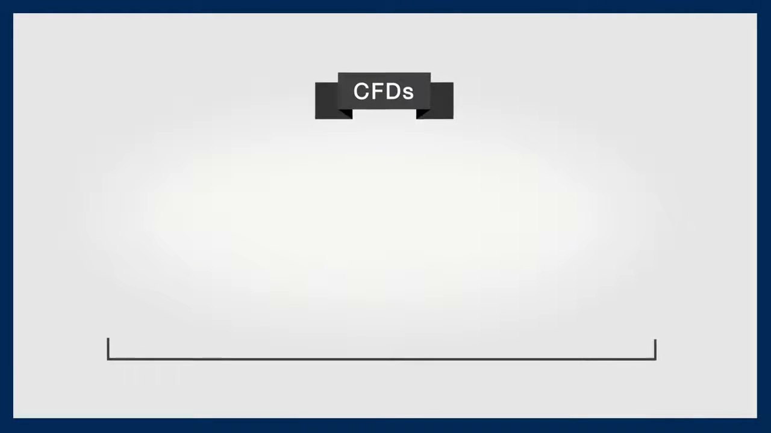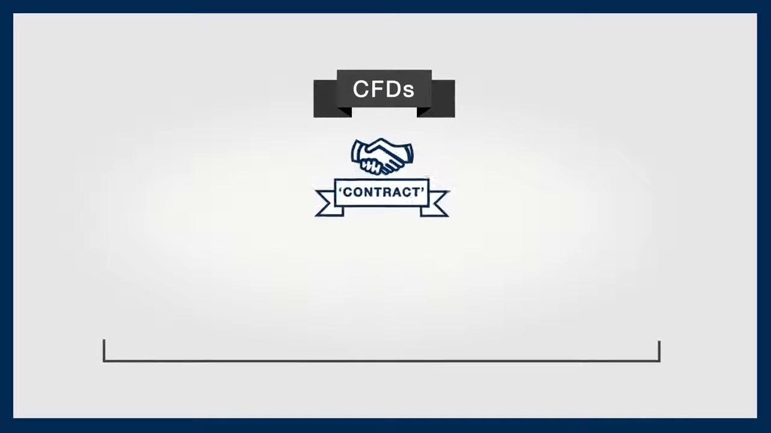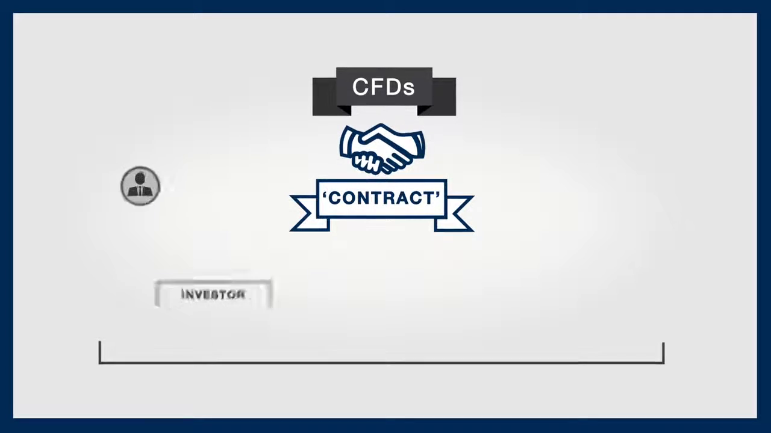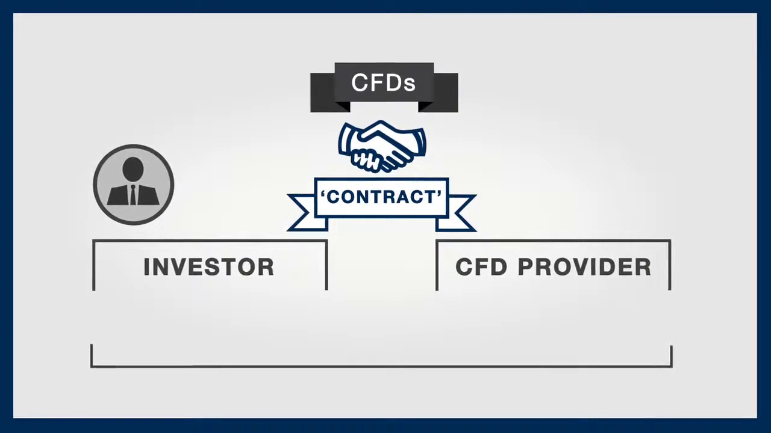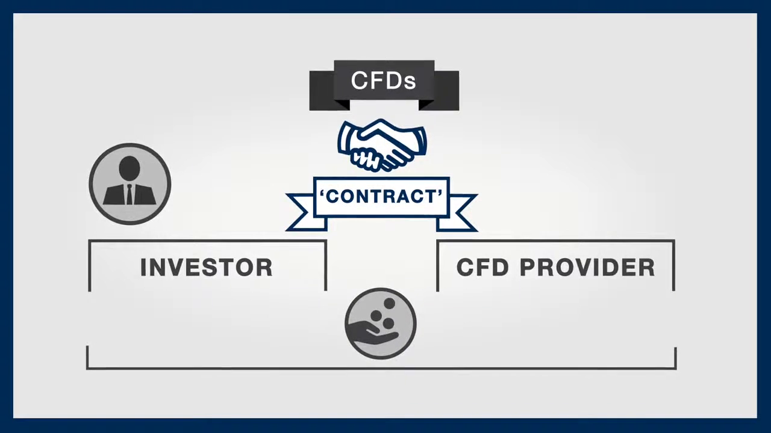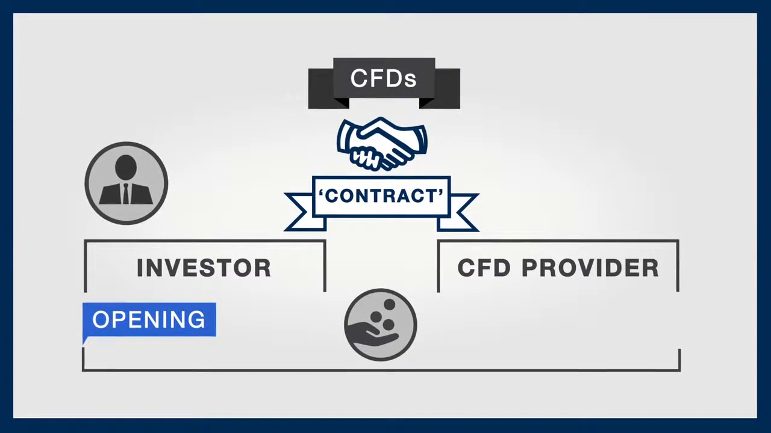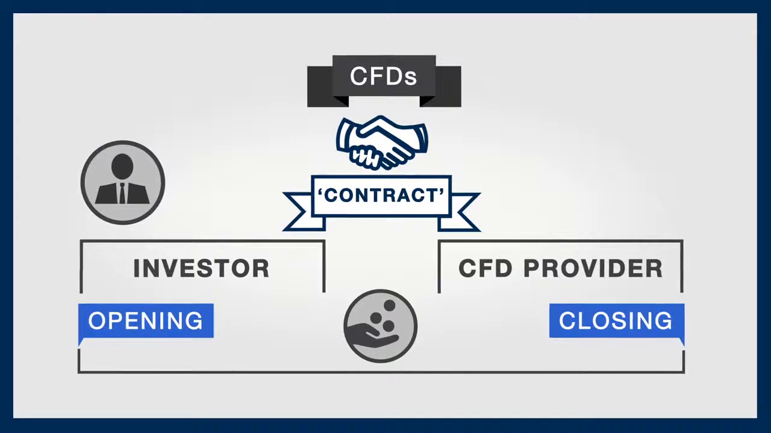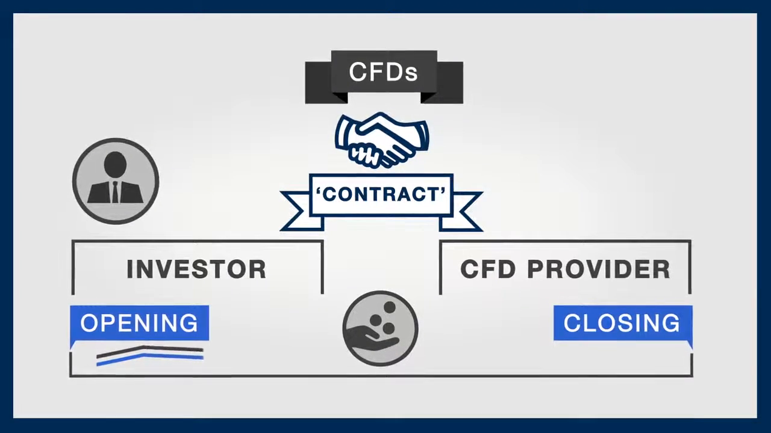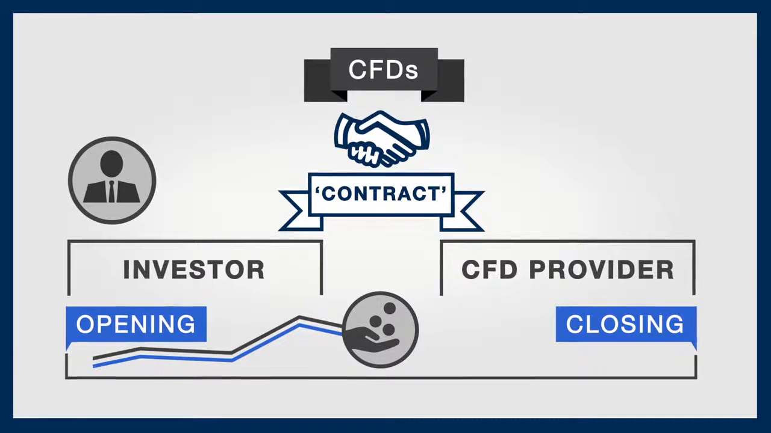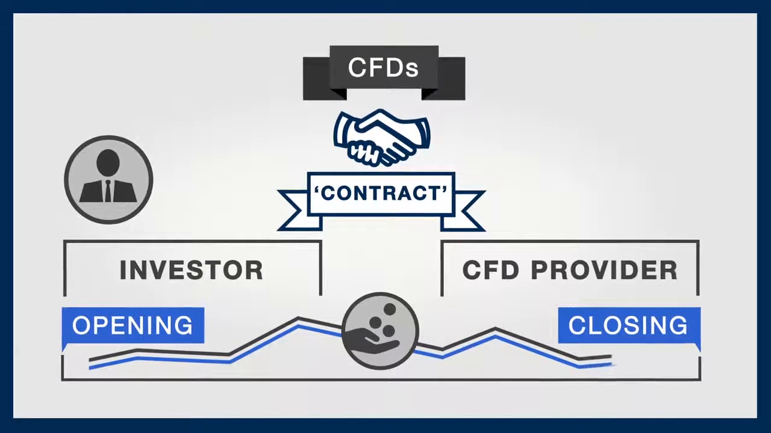So what about a CFD? A CFD, contract for difference, is a contract between you, the investor, and a CFD provider. It's an agreement to settle, in cash, the difference between an opening price and a closing price of a particular asset that you have taken a position on. The CFD then tracks that asset price. That's the direct relationship between them.